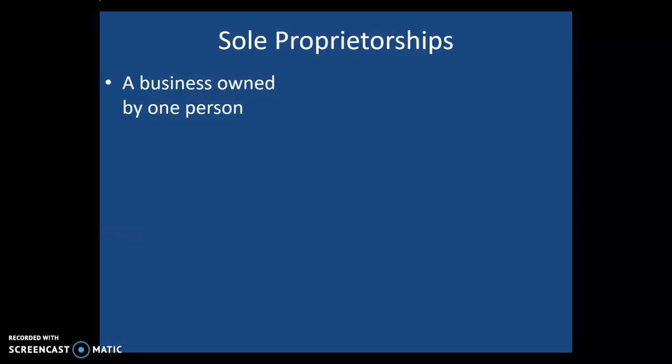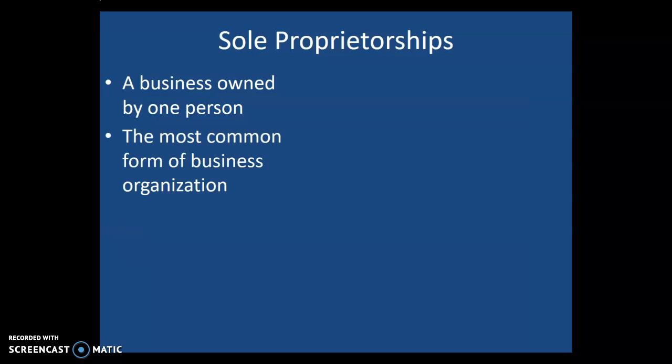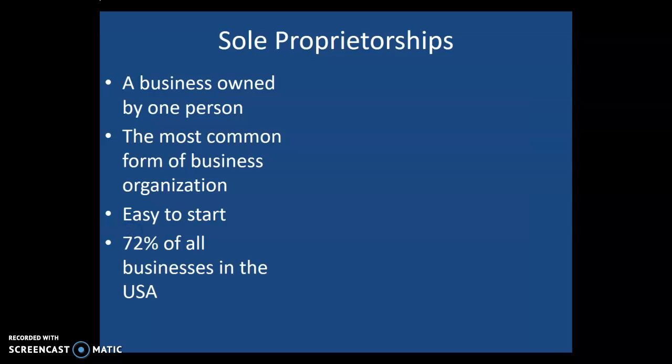It is a business that is owned by one person. It is the most common form of business organization. You may be surprised to learn just how common these sole proprietorships are. They're very easy to start. I could start a sole proprietorship today when I go home if I wanted to. They're very, very easy and simple to start in most cases. And in fact, 72% of all businesses in the United States are sole proprietorships. And that is, of course, a huge majority of businesses in this country.